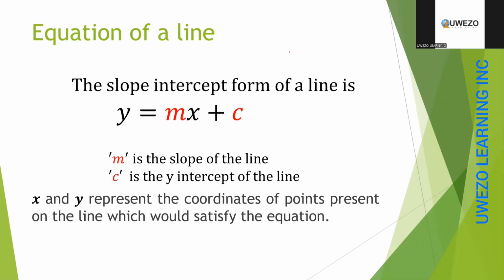A line equation describes a straight line on the xy plane. It allows us to find points on the line and solve problems related to lines. The most common form of a line equation is called the slope-intercept form, which is written as y equals mx plus c, where m is the slope of the line and c is the y-intercept, the point where the line crosses the y-axis. x and y represent the coordinates of points present on the line, which in turn would satisfy the equation.